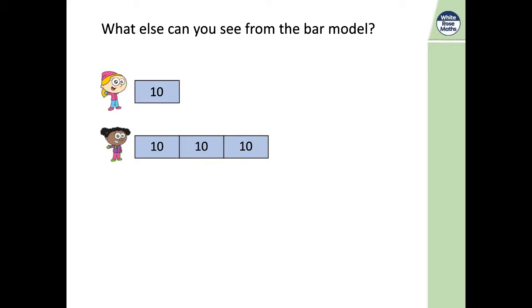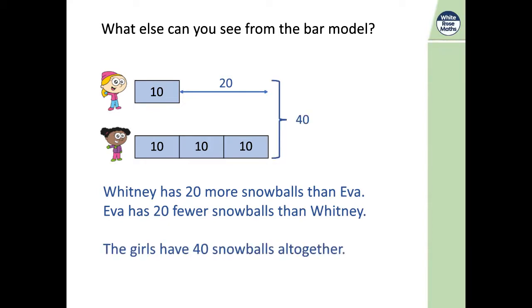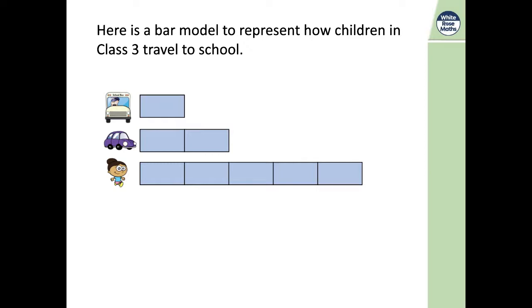Okay, so using the bar model here, let's have a look. What else can we find out just from looking at this bar model? We can see that Whitney has 20 more snowballs than Eva does. Or you can swap it around. Eva has 20 fewer snowballs than Whitney. Okay. Altogether, they have 40 snowballs. So this representation can show us quite a lot of information.